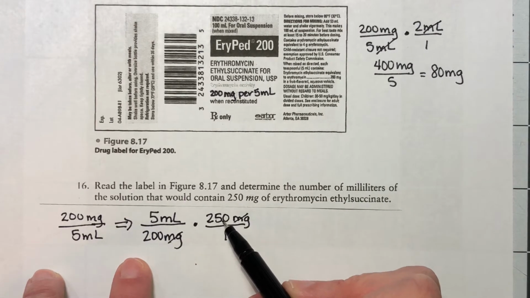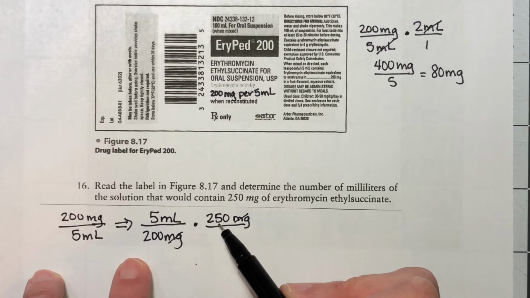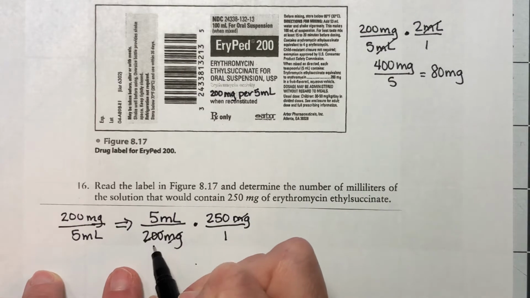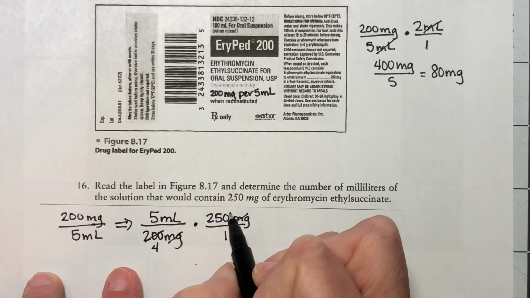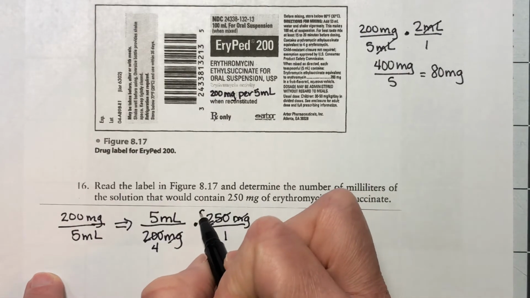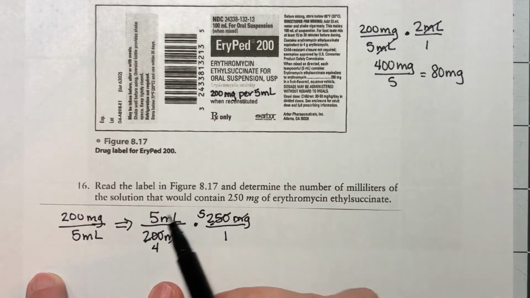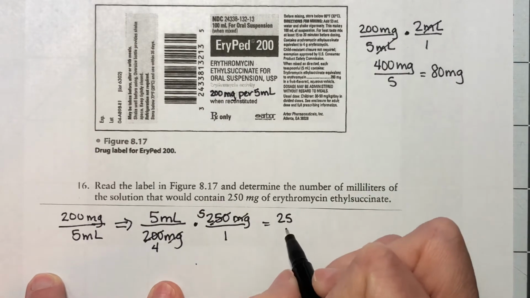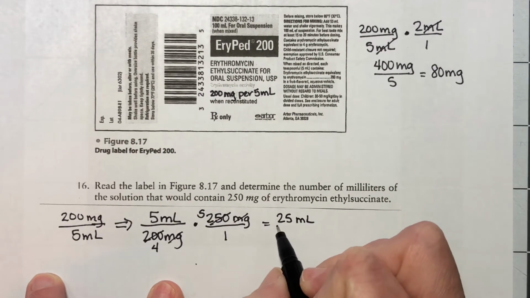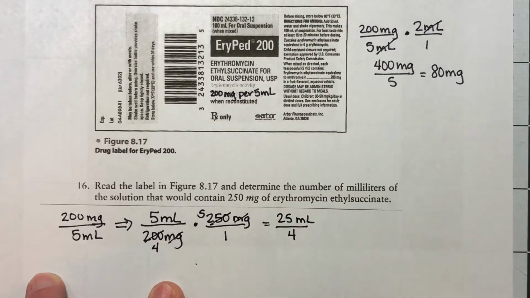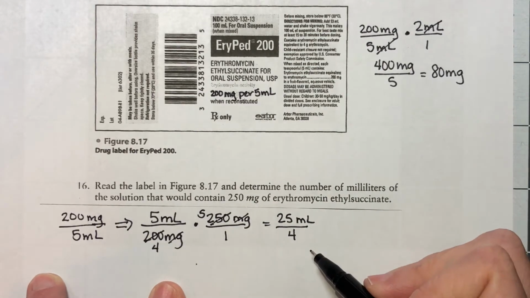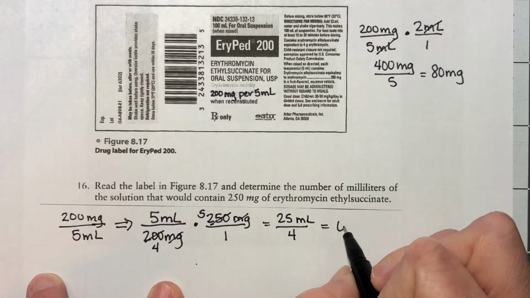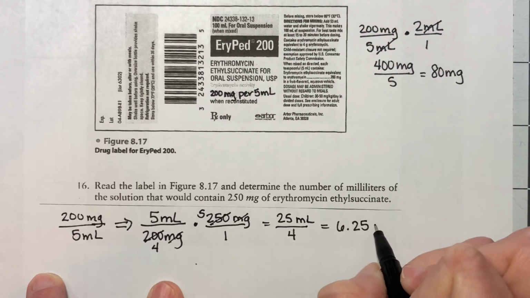200 and 250 are both divisible by 50. If I divide this by 50, I get a 4. If I divide this by 50, I get a 5. Multiply across. 5 times 5 is 25. And then I have a 4. And then do this division. 25 divided by 4 is 6.25 milliliters.